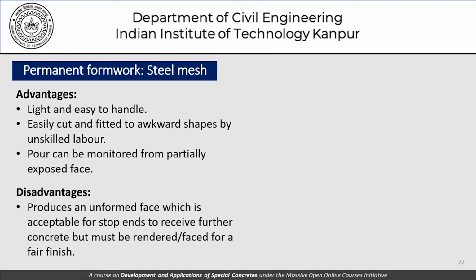And the disadvantages, of course, are it produces an unformed face, which is acceptable for stop ends to receive further concrete, but must be rendered or faced for a fair finish. So the finishing of a concrete with a steel mesh is not necessarily the best, and we may need to be careful if we are using it in those areas, but as far as joints are concerned, it's perfectly a fair finish.